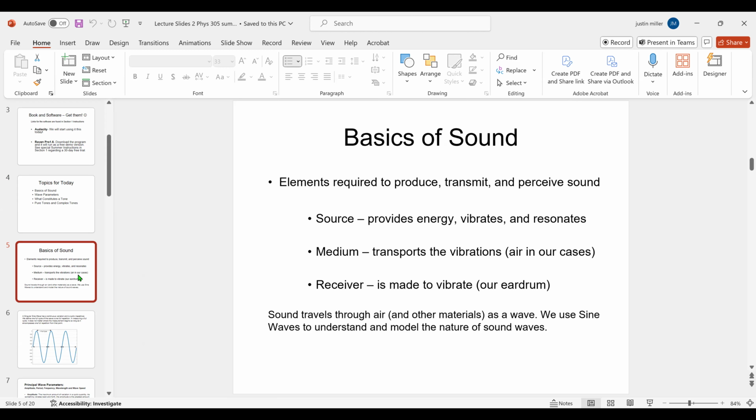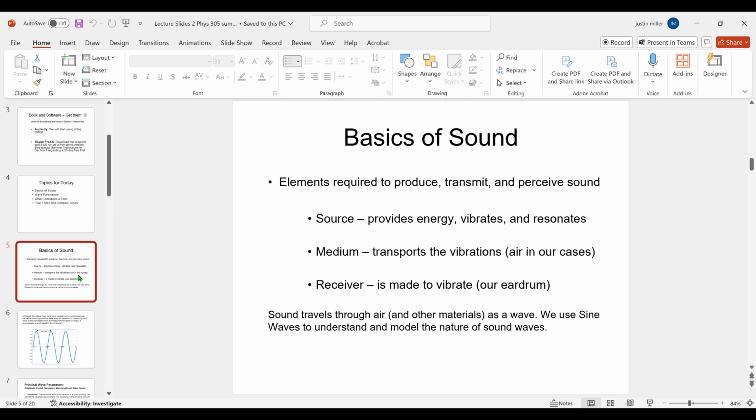So those are the three things that we need: a source of energy, a material through which the sound can travel, and some sort of receiver to perceive the sound itself. Now, sound does travel through other materials. Sound travels through water, metal, wood, really anything. Well, I shouldn't say anything, because there are some things that reflect sound or dampen it out. But for the most part, what we need is some sort of material.